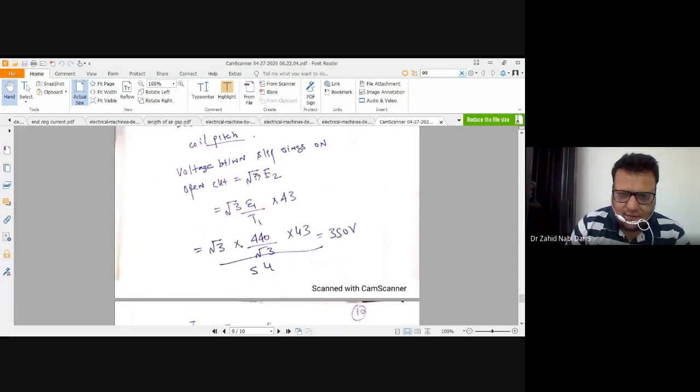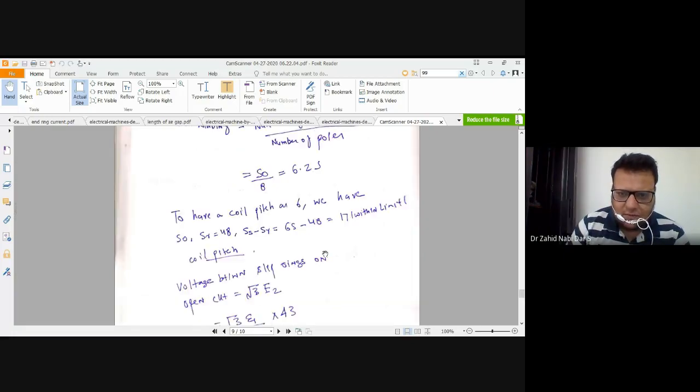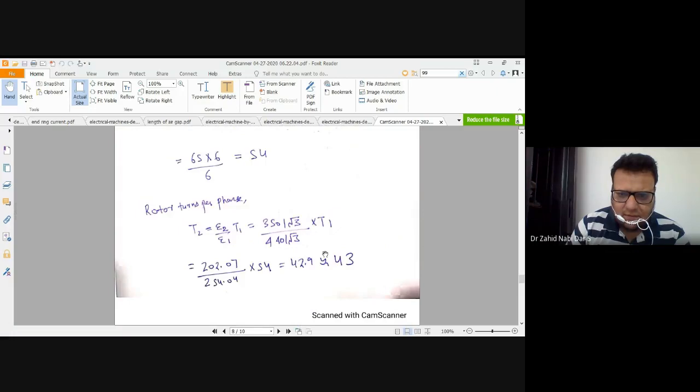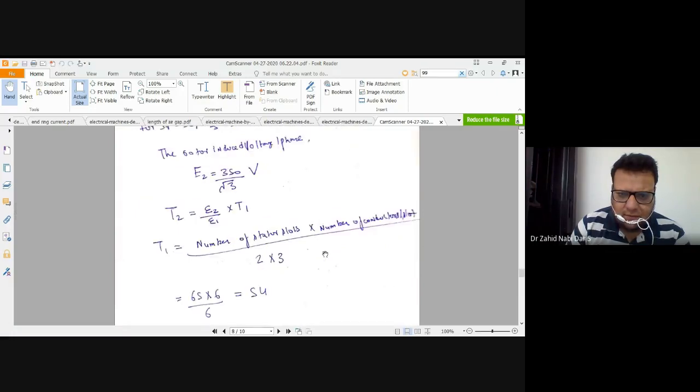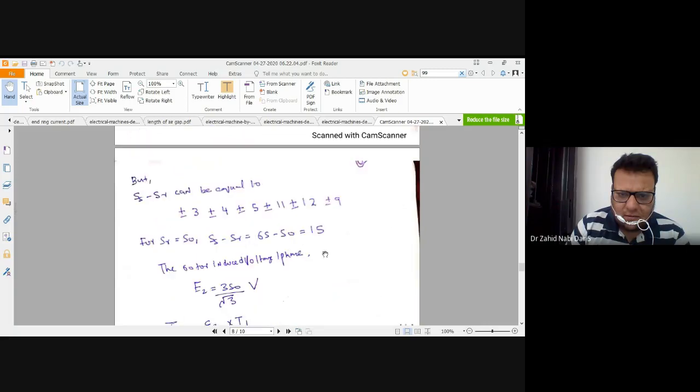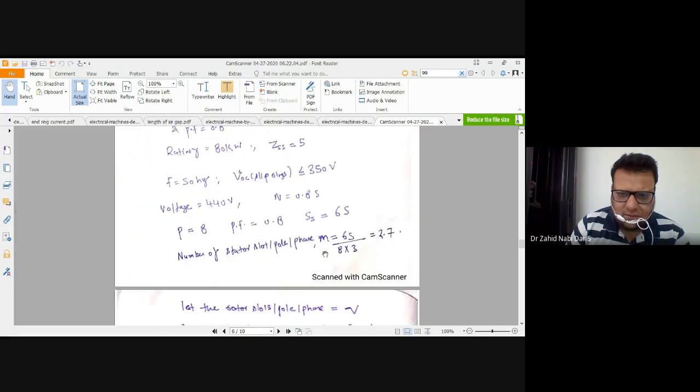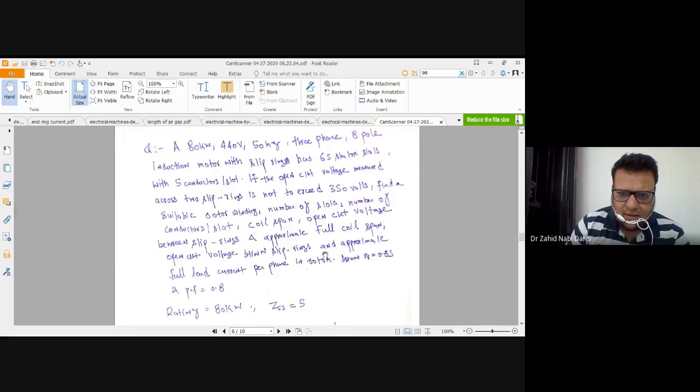The rotor side voltage would be root 3 E1 into T2 by T1. This T2 is 43, this T1 is 54. So this is root 3 into E1, which is 440 by root 3, divided by 54 into 43. This happens to be 350 volts. Earlier also we calculated 350. Somewhere it's also mentioned that it should not exceed 350 volts.